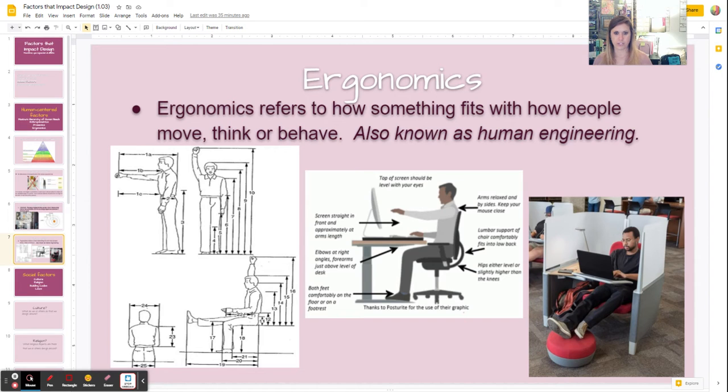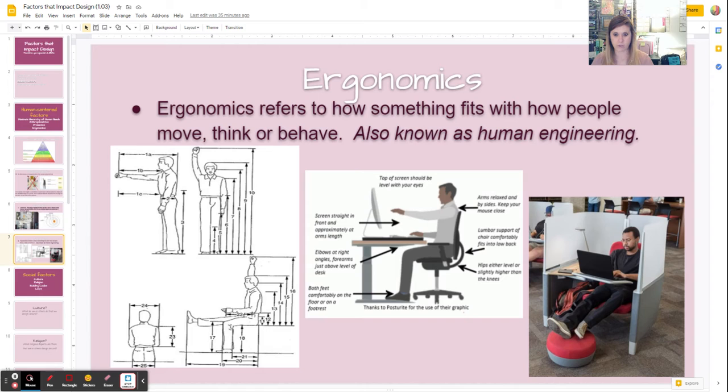Lumbar support of your chair comfortably fits into the low back. I guess I don't lean back when I sit in this chair. It's weird. I'm on edge. Your hips either level or slightly higher than the knees. They are, but it's because I'm sitting on a pillow because I'm short. Both feet comfortably on the floor or on a footrest. My toes are on the floor because my heels don't reach it because I'm short.